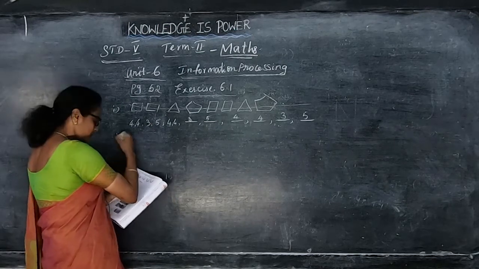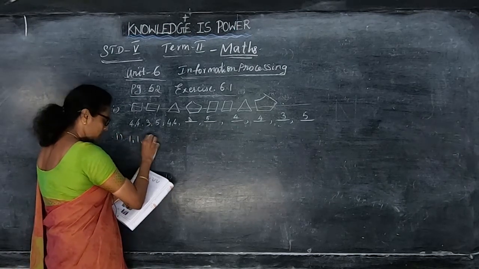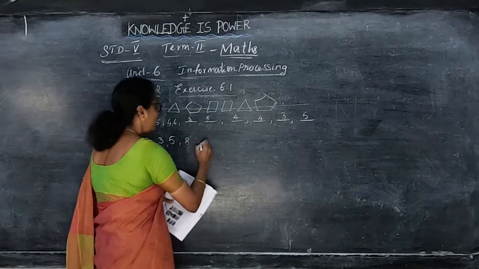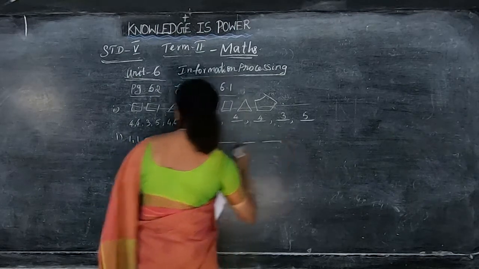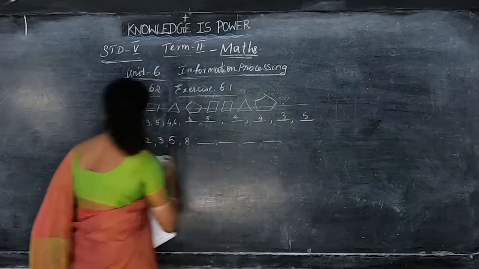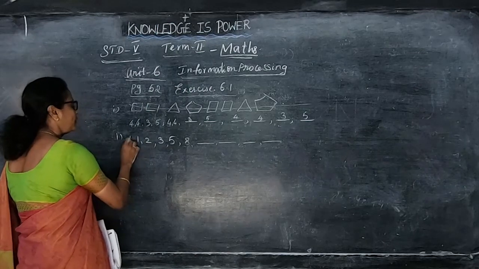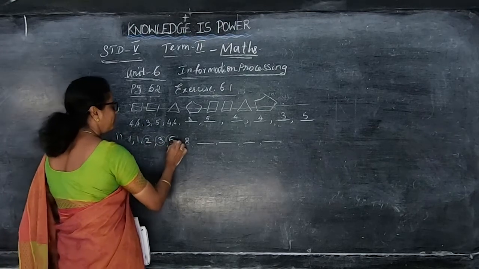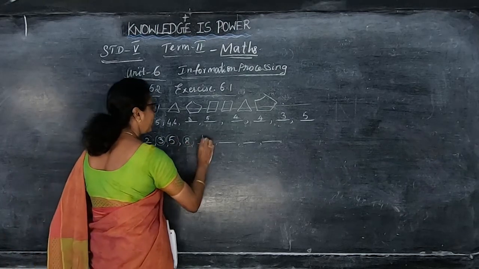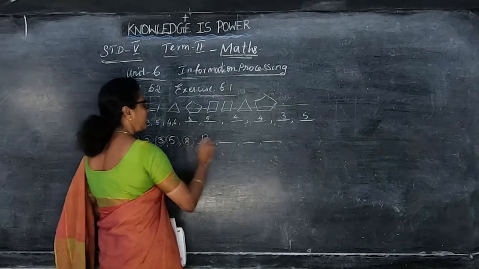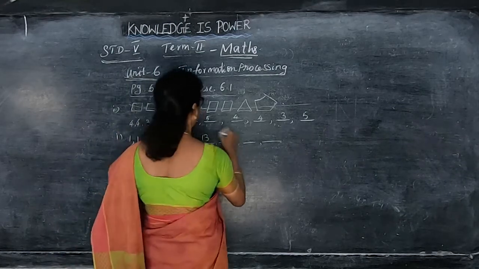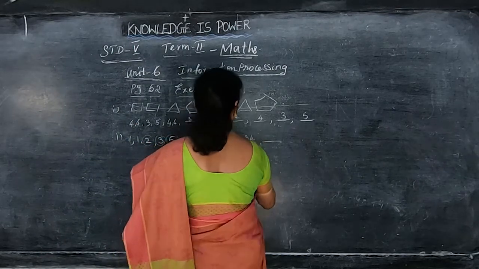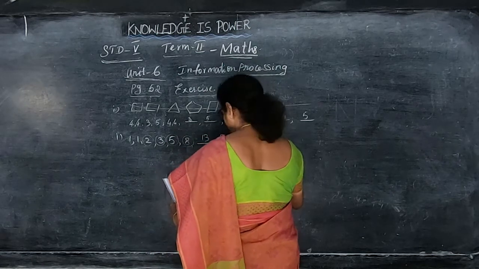And second sum 1, 1 and 2 and 3 and 5 and 8 they have given. Dash, dash, dash, dash. So what you have to do? You have to see, they have added the previous numbers. 1 plus 1 is 2. 2 plus 1, 3. 3 plus 2, 5. 5 plus 3, 8. Then 8 plus 5, 13. Now 13 plus 8 is 21. 21 plus 13 gives you 34. 34 plus 21, 55.